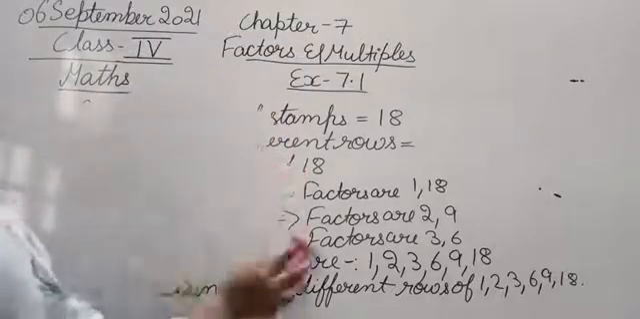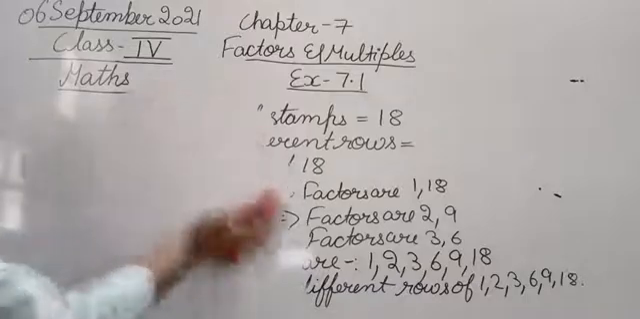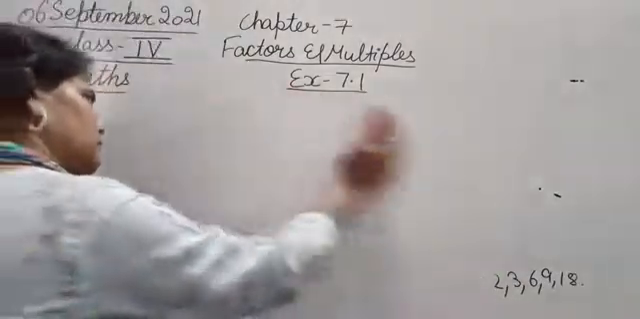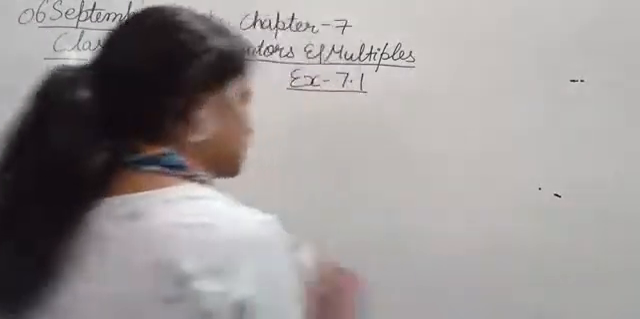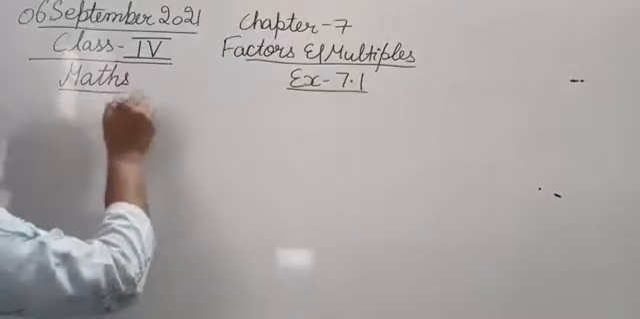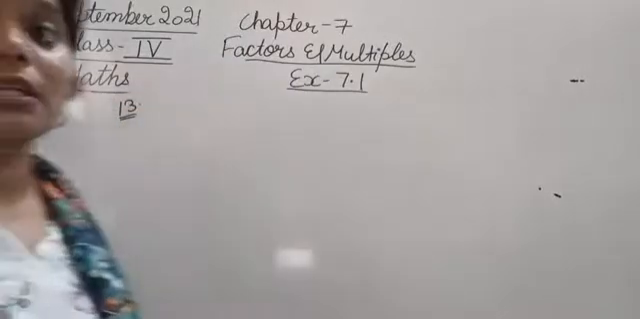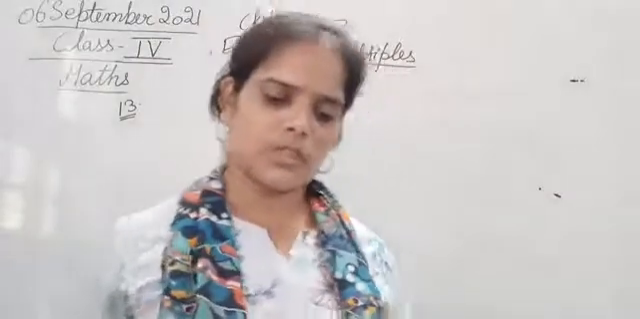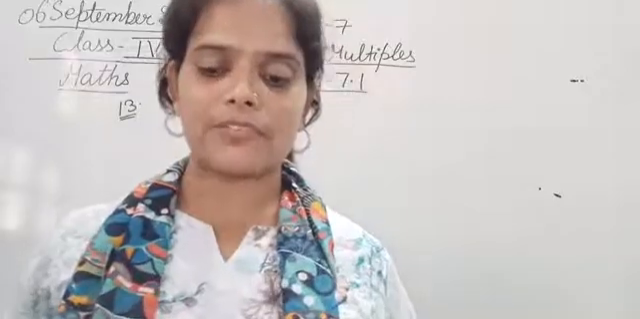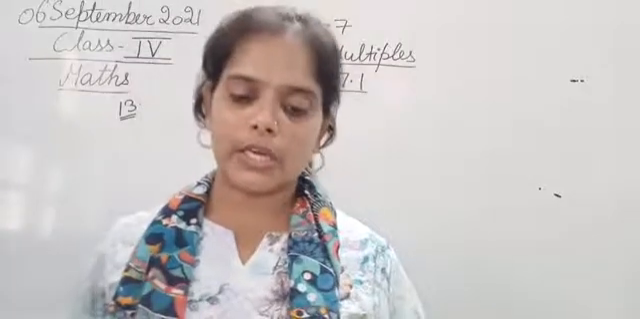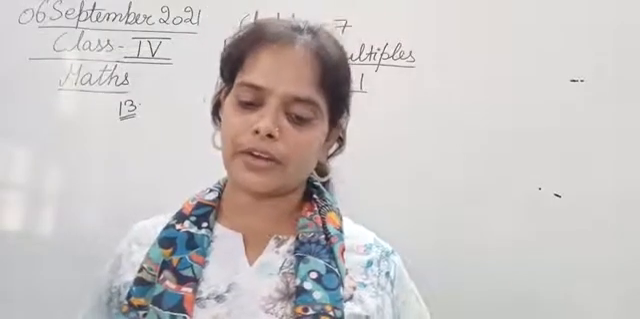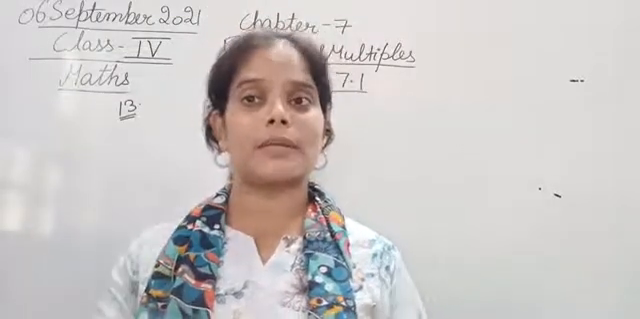Now we are moving to the next question, that is question number 13. Okay, so the 13 is, a gardener wants to arrange 30 flower pots in rows, each having the same number of flower pots. Find the different number of rows he can make. Just like the similar previous one.